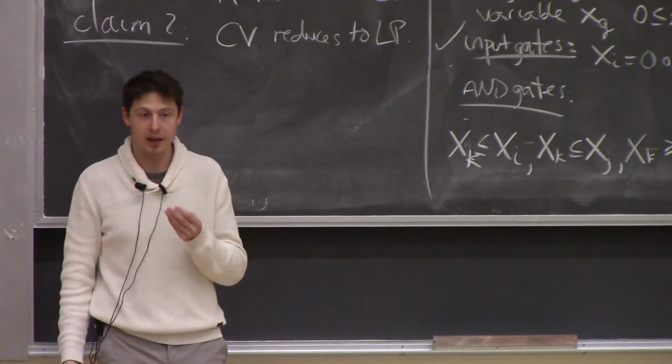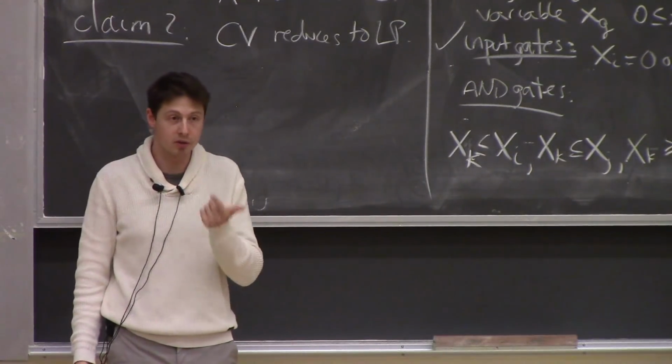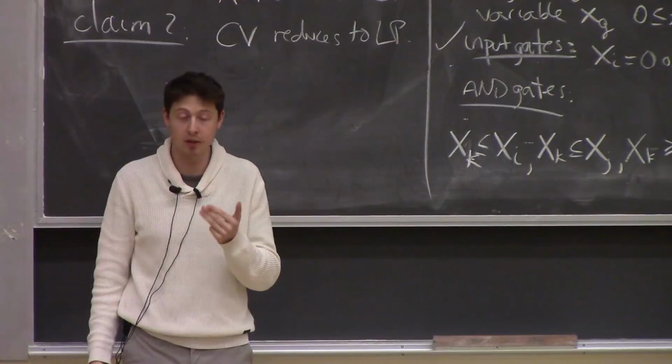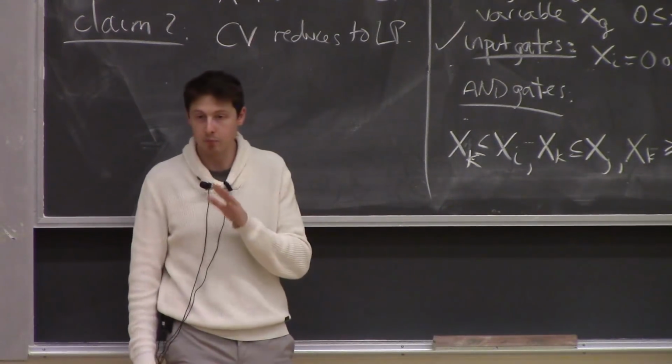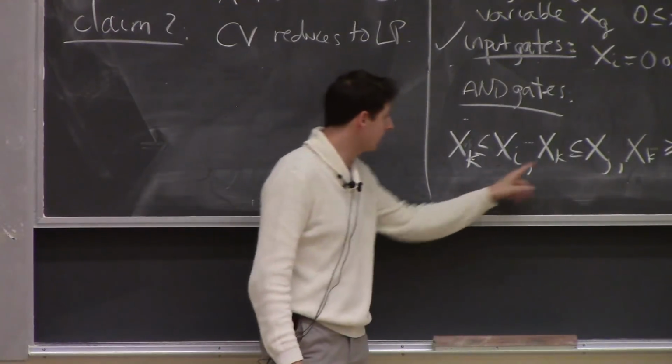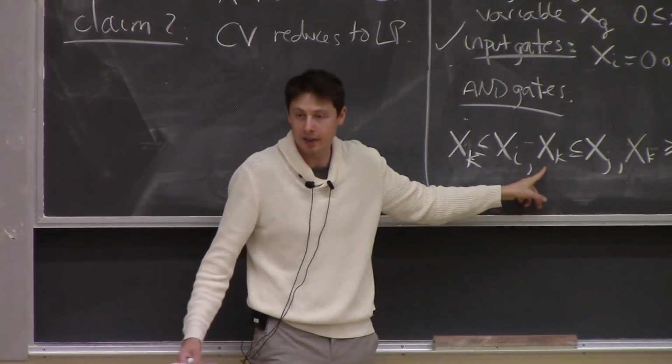All right, let's test this. An AND gate has 4 possible combinations of inputs, right? 0,0; 0,1; 1,0; 1,1. And on each of them, we need to get the right answer. So suppose for a moment that both inputs are 0, 0 and 0. That means that x_k has no chance to be anything other than 0.